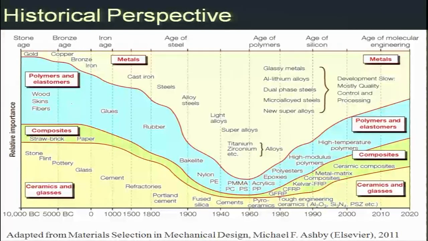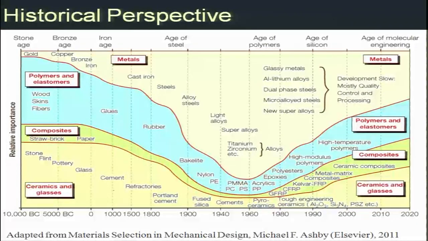And then copper, bronze, iron, they came before 0 AD in Indus Valley civilization and various other civilizations. And then comes the Iron Age, which expands the use of metals because of the advent of iron. And at the same time, man also kept using things like ceramics and glasses in the form of cement and refractories, because they needed to build houses and mansions and palaces and so on and so forth.